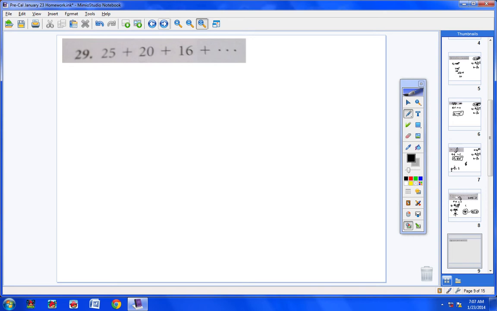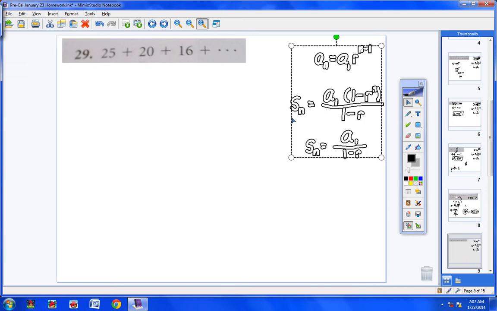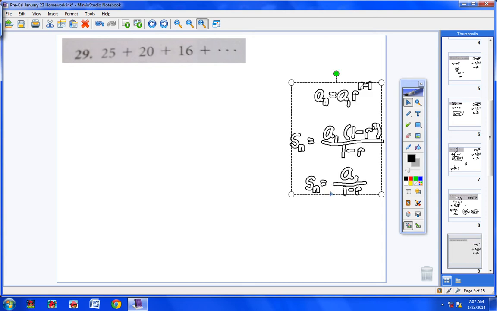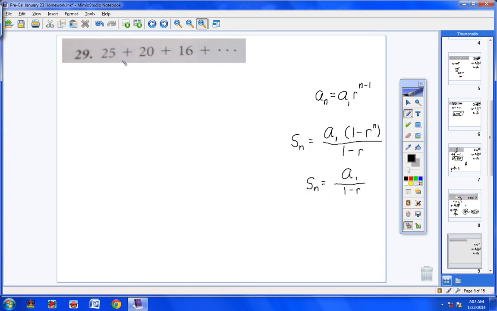Okay, the directions for 29 and 33 are find the sum if it exists. Now, notice for this problem here, first of all, if you were to check and see, I believe you would see that you have a geometric sequence. And I believe what you're multiplying by is 4/5. 25 times 4/5 is 20. 20 times 4/5 is 16. So we do have a common ratio here of 4/5.